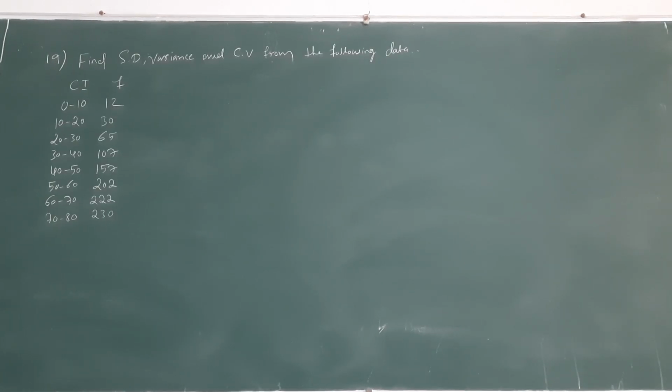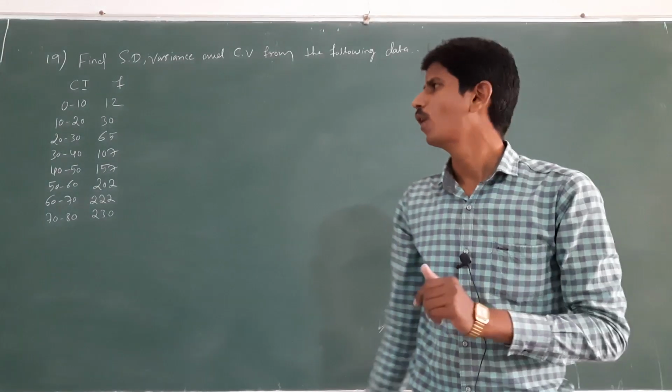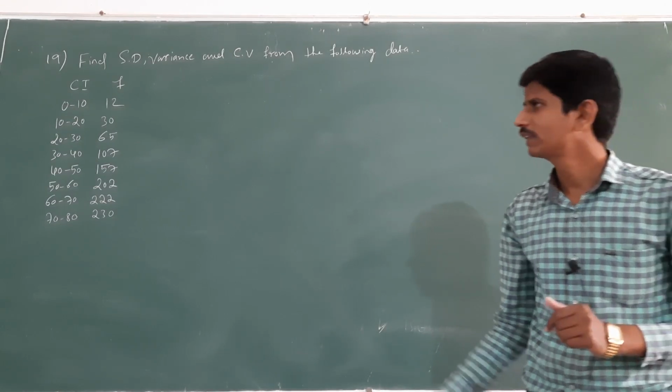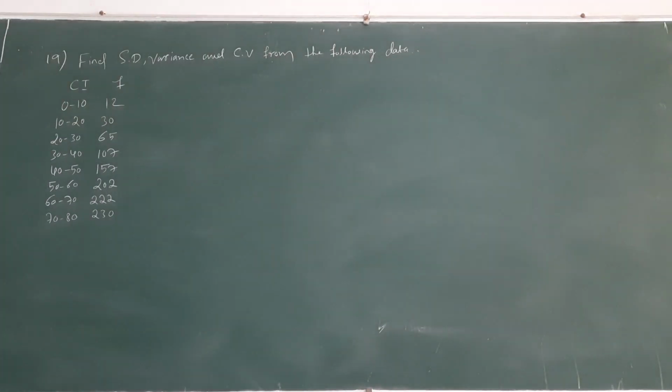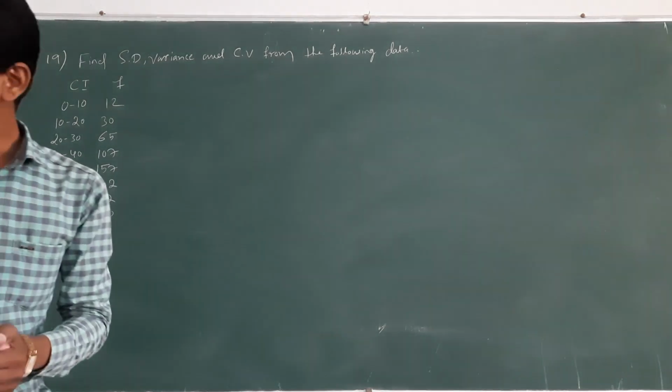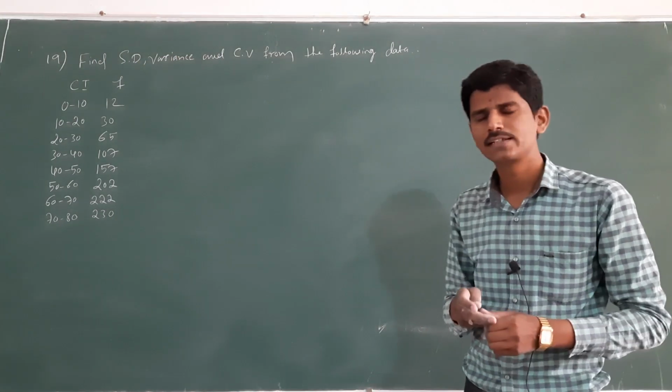Here in the 19th problem, find standard deviation, variance and coefficient of variation from the following data. Here they have given class intervals with respect to frequencies. The class intervals are less than 10, less than 20, less than 30, less than 40, less than 50, less than 60, less than 70 and less than 80.